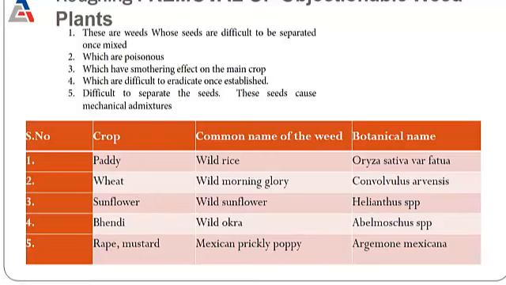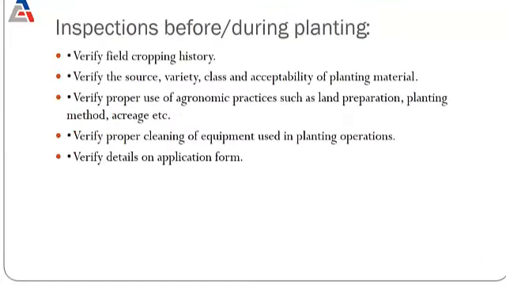With paddy, there is wild rice. With wheat, there is wild morning glory. This is the botanical name, Convolvulus arvensis, and with paddy, there is Oryza sativa variety Patua. Sunflower, wild sunflower is there, Helianthus species. With bhindi, there is wild okra, Abelmoschus species. With rape and mustard, there is Mexican poppy, that is called Argemone mexicana, right?